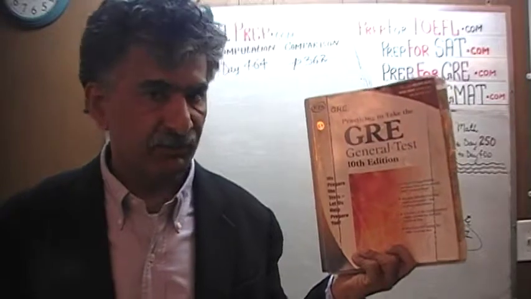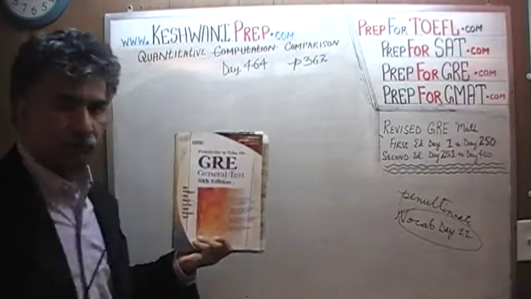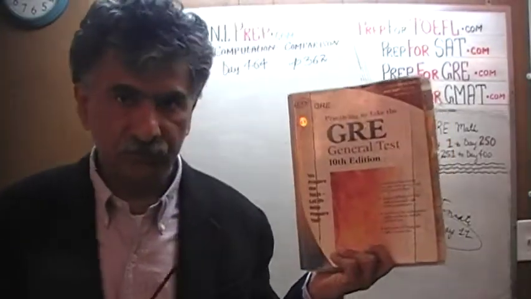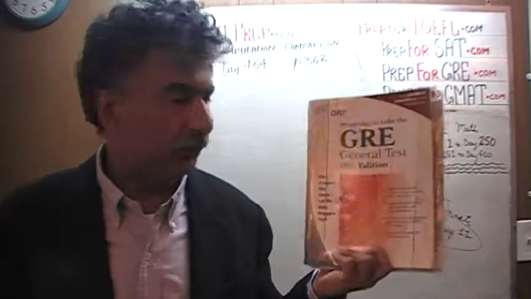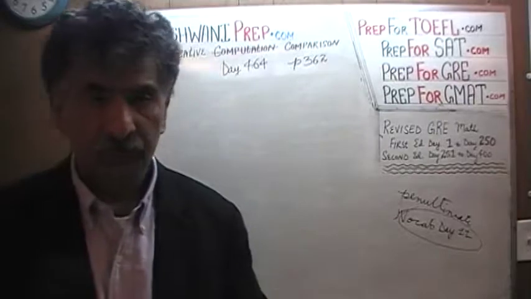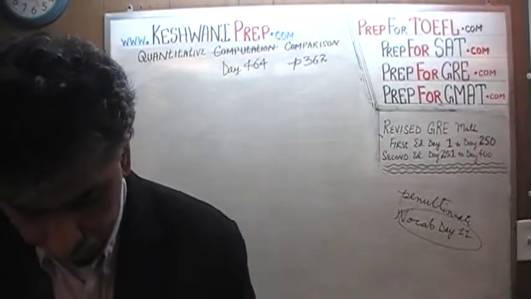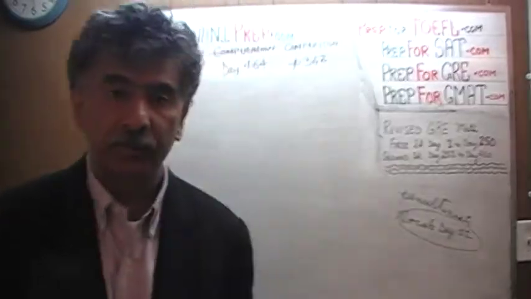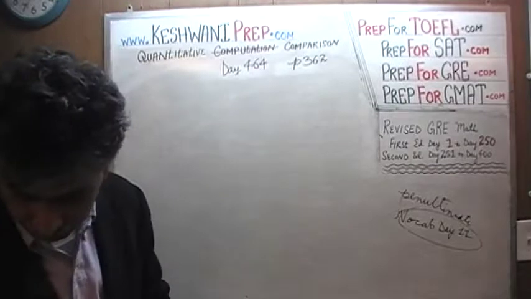the new books do not provide us with sufficient practice problems, and for that reason, from day number 401, we began solving quantitative comparison questions out of this book here, the 10th edition of the general GRE. Right now, we are on page number 362. Turn to it, please. Page number 362, the very last exam in the book, and the series will end on day number 470. Let's see what it has to say.